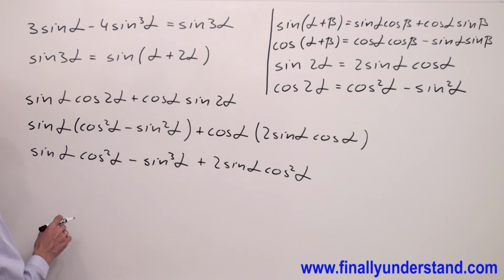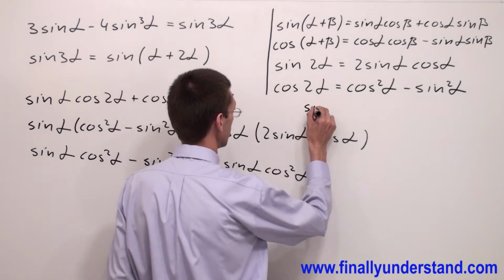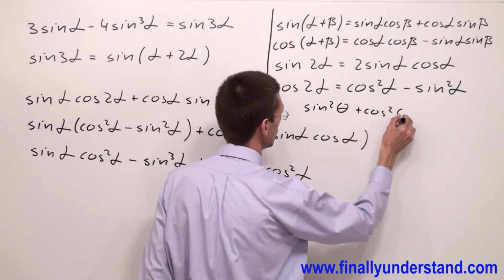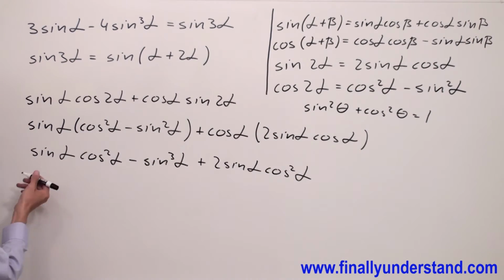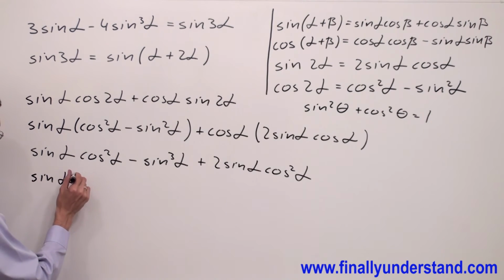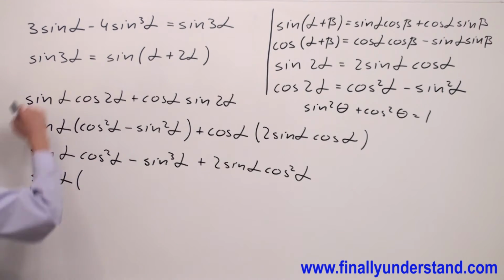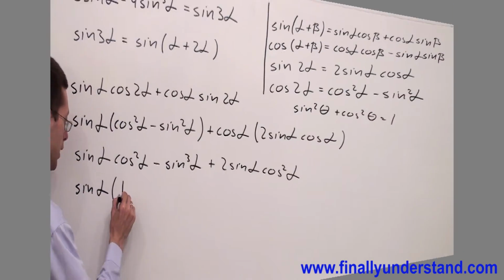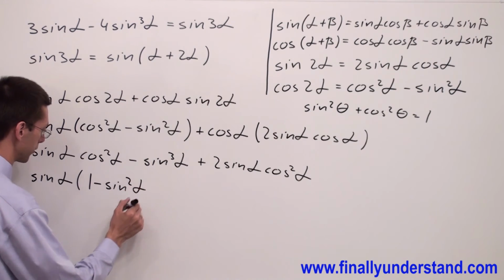So what am I going to use? I'm going to use the Pythagorean relation, which says sine square theta plus cosine square theta is equal to 1. Okay, so I'm going to simply write sine alpha, and instead of cosine square theta, one more time, we do not have cosines in the original equation, that's why we have to eliminate these cosines. I'm going to write 1 minus sine square alpha.